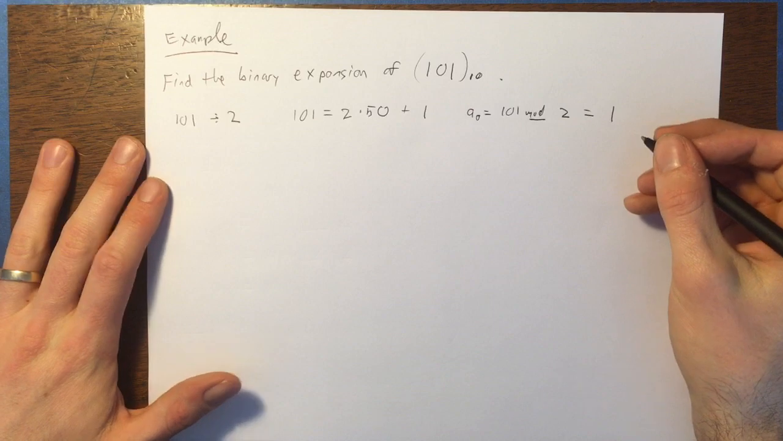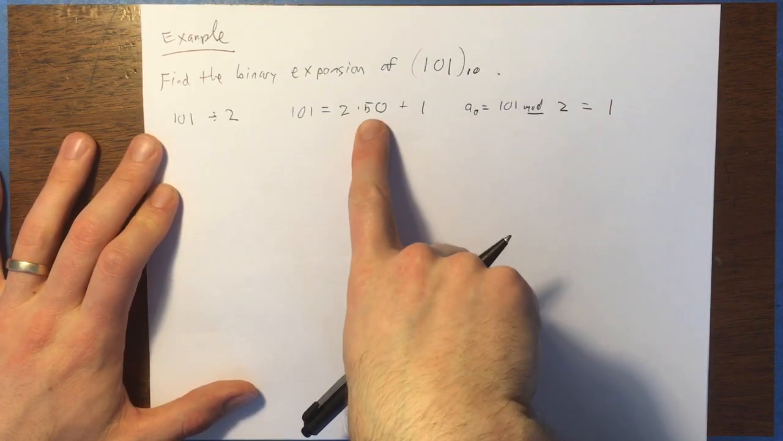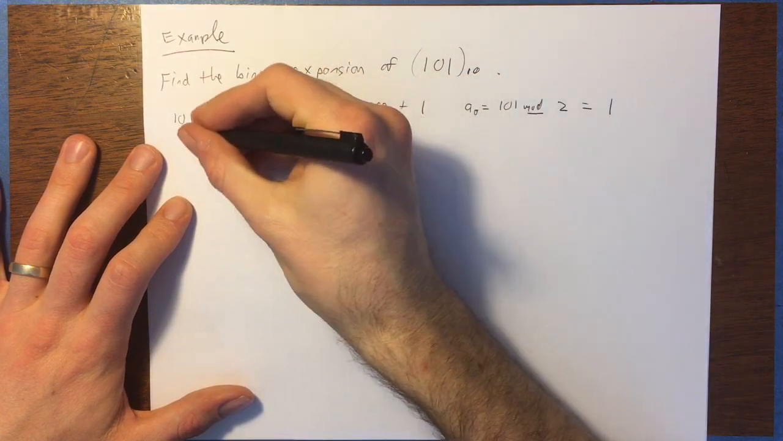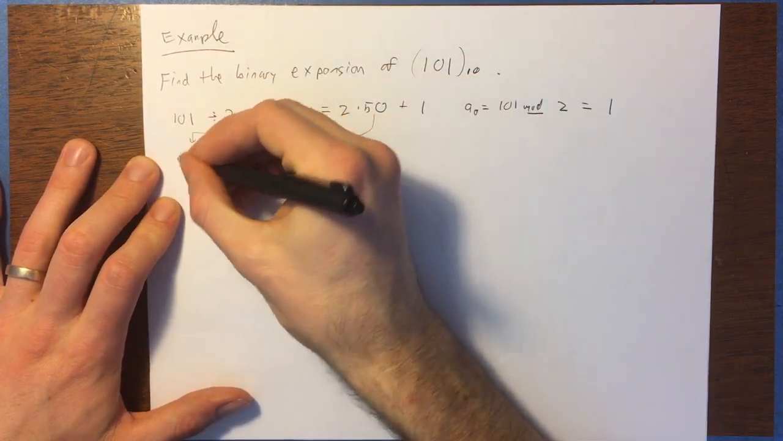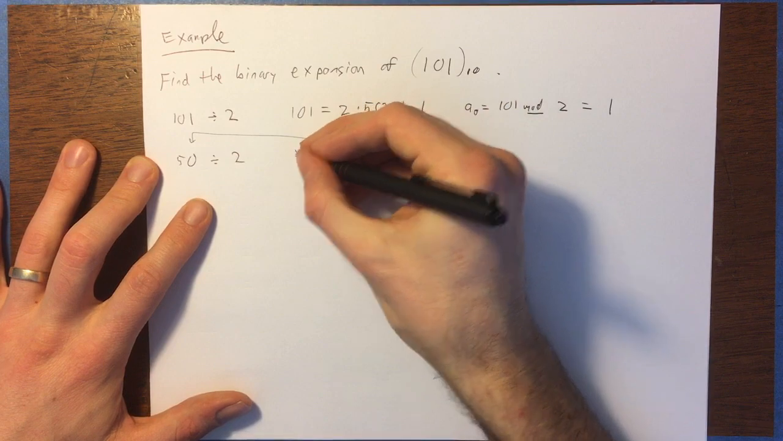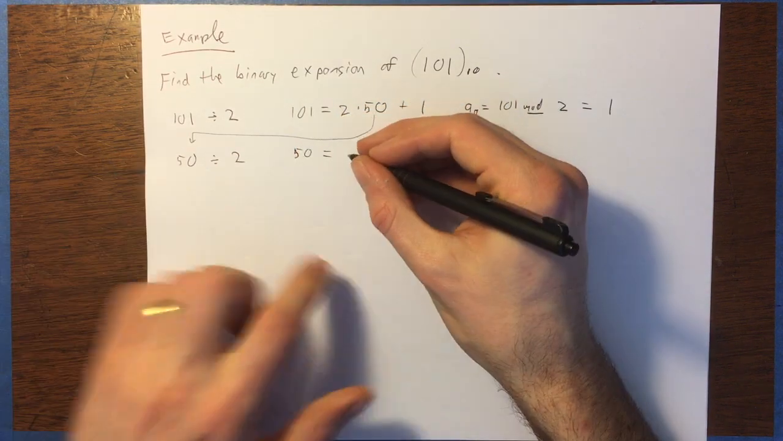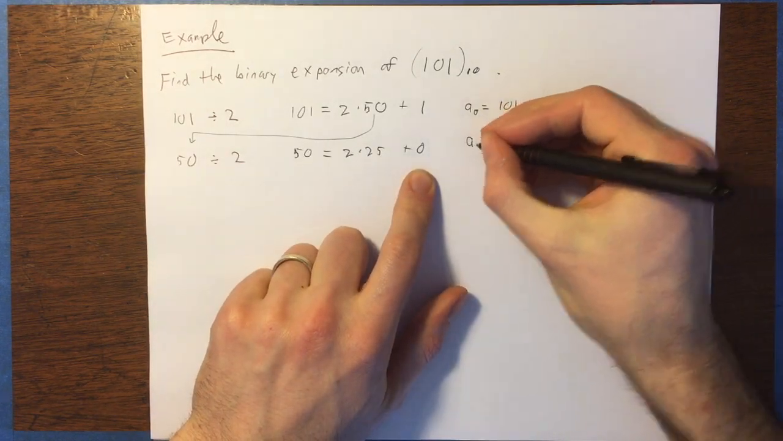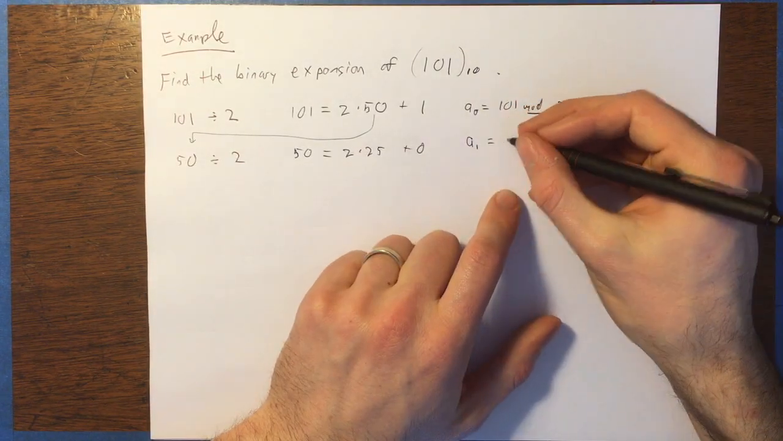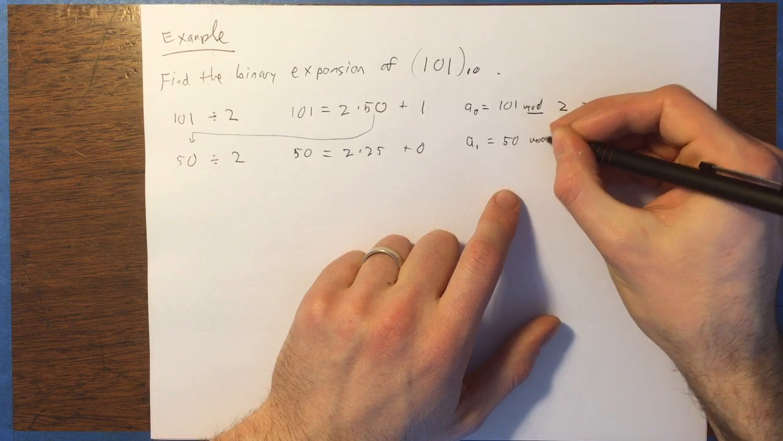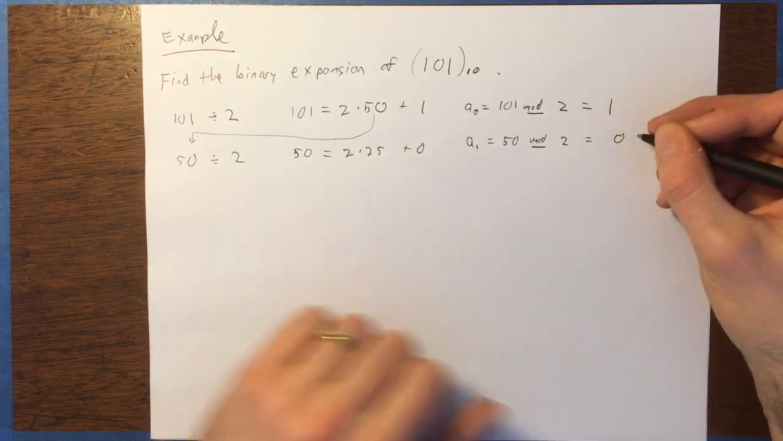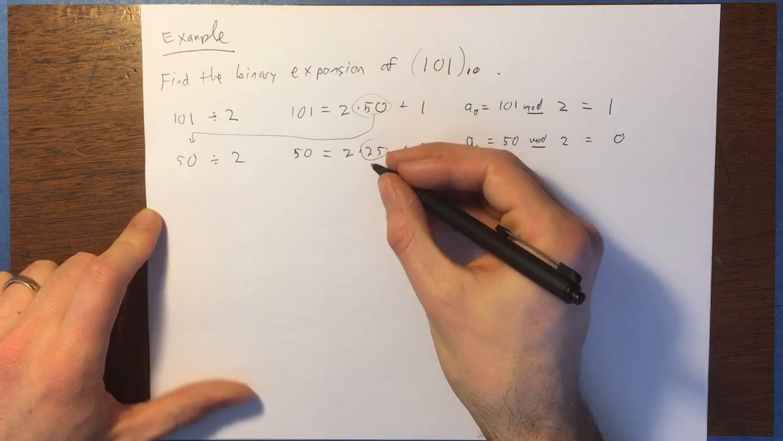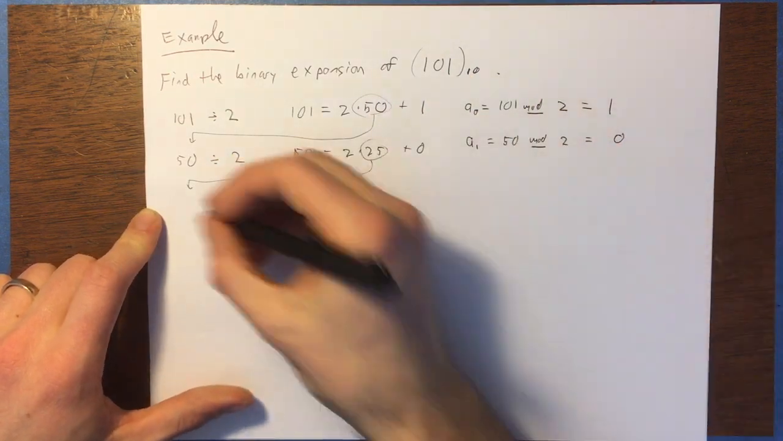We've got that. Now we're going to take the quotient from that division, which is 50, and move that on to the next step. So 50, now we're going to divide that by 2. 50 is equal to 2 times 25 plus 0. The remainder was 0. So A1 is going to be 50 mod 2, which is 0. Now we take the quotient from that, which was 25, and move that on to the next step.